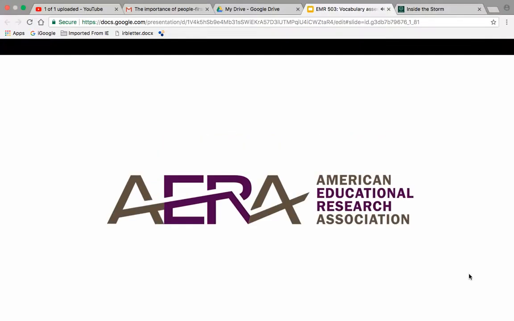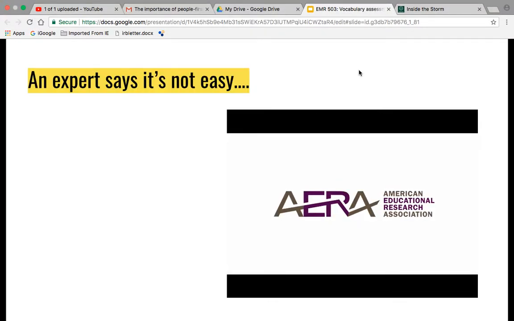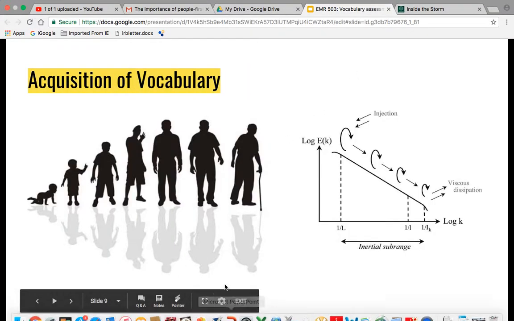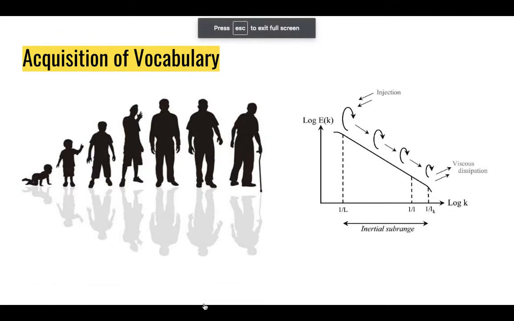Okay. So as you can tell, this is really a very difficult and complex idea. And so what I thought we could do is sort of dig in a little bit on what we know about vocabulary and what are some of the assessment practices that are very common.